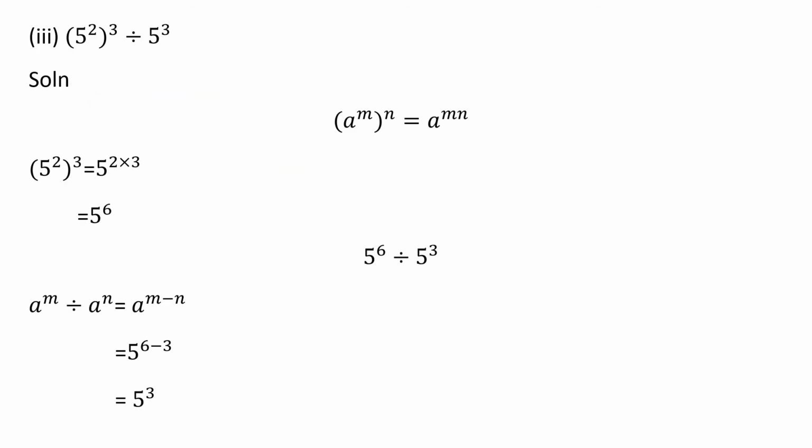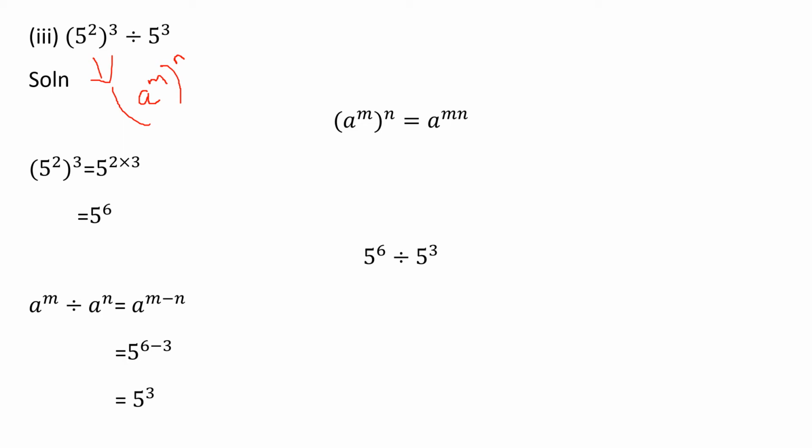Okay. 5 square the whole power 3 divided by 5 power 3. So here, do you remember the formula for this term? A power m the whole power n, right? Here a is 5, m is 2 and n is 3. Since here also 5, here also 5, but directly I cannot apply the formula a power m divided by a power n is equal to a power m minus n. That formula I cannot apply.